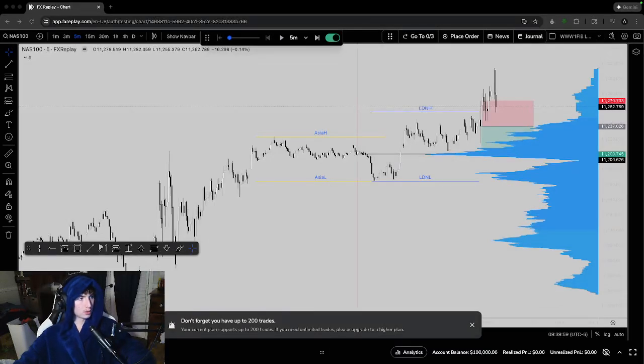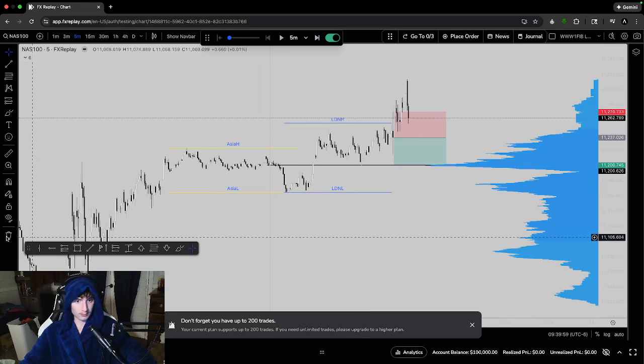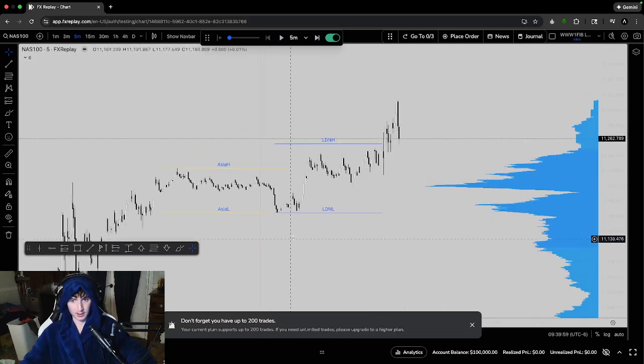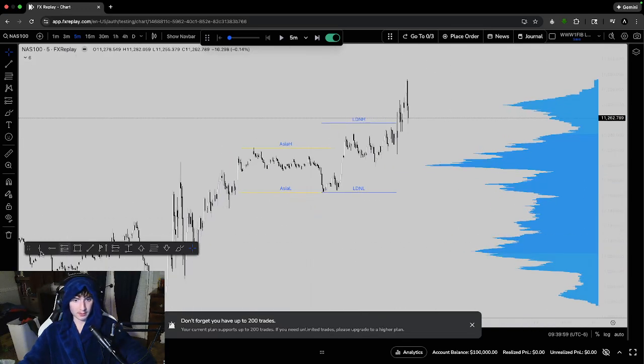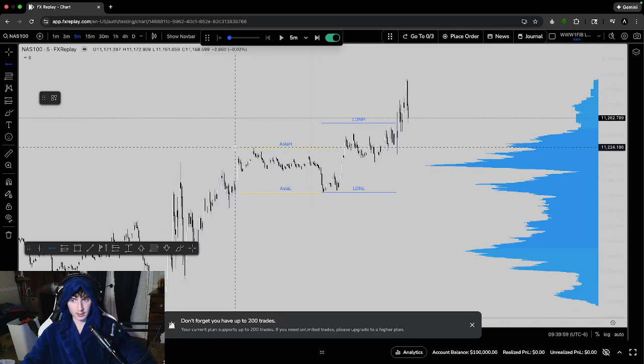All right, today we're gonna be backtesting order flow and support and resistance. Hope that didn't sound too trippy. Order flow and support and resistance. So support would be like right there.